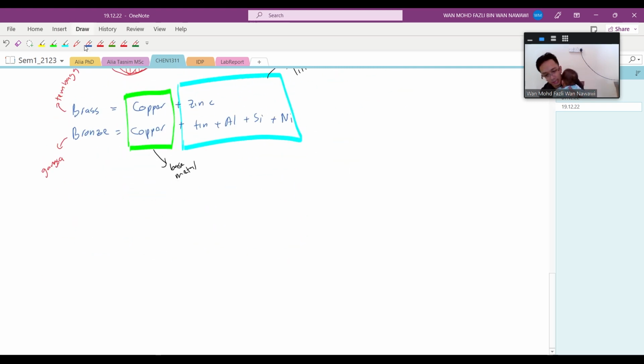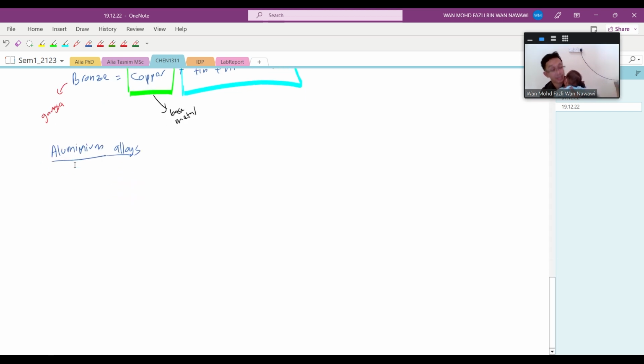So I put here aluminium alloy, because aluminium is something you encounter daily, many times in a day. So that's why we focus on that a little bit. Not all aluminium alloys are made the same. Normally, when you want to buy aluminium, you need to specify what type of aluminium alloy you want to buy.